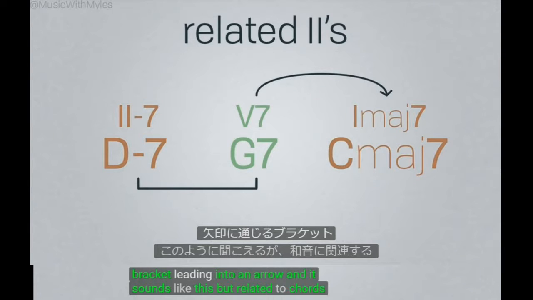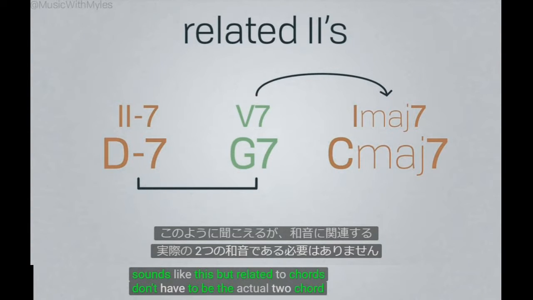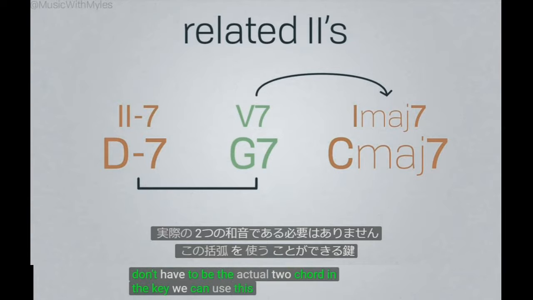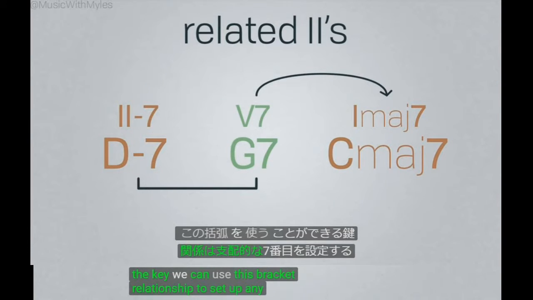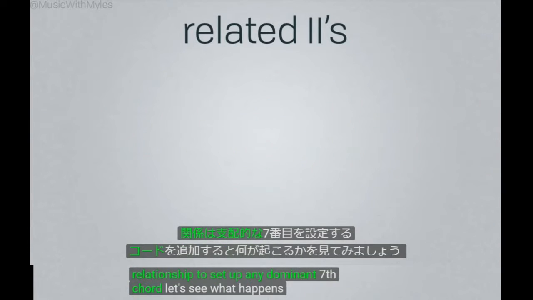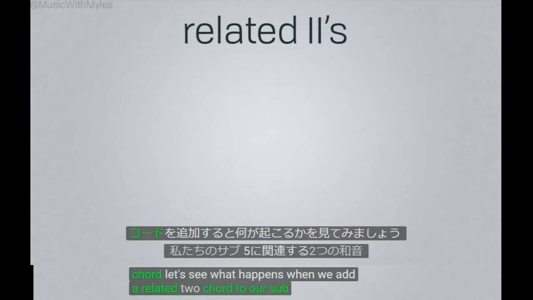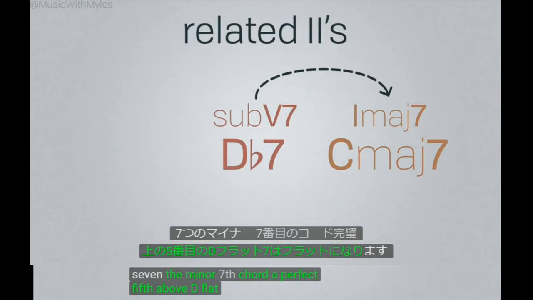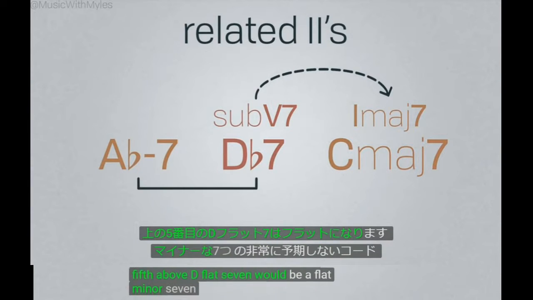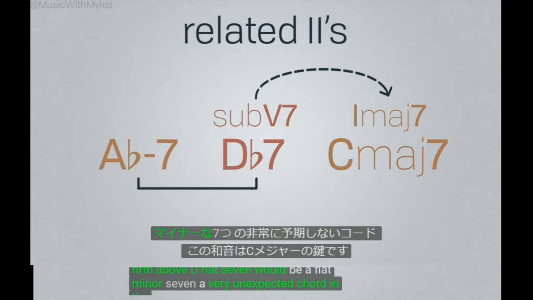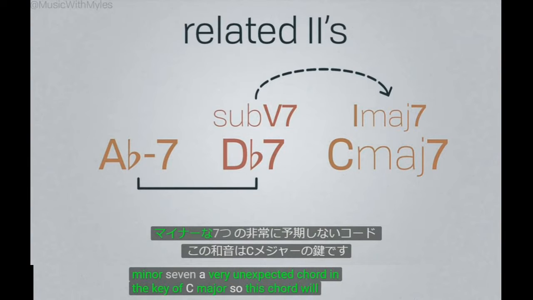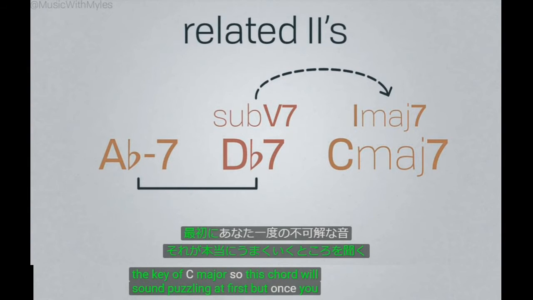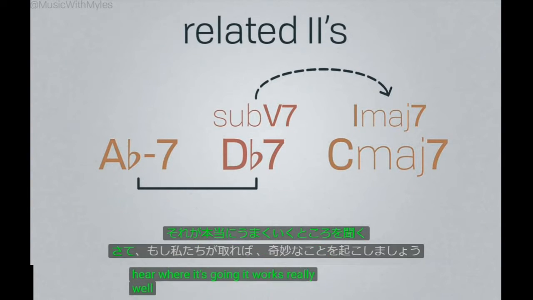But related 2 chords don't have to be the actual 2 chord in the key. We can use this bracket relationship to set up any dominant 7th chord. Let's see what happens when we add a related 2 chord to our sub 5-7. The minor 7th chord a perfect fifth above D flat 7 would be A flat minor 7, a very unexpected chord in the key of C major.